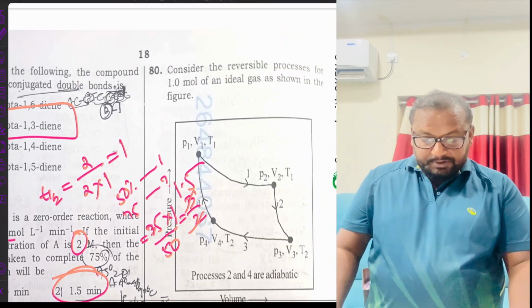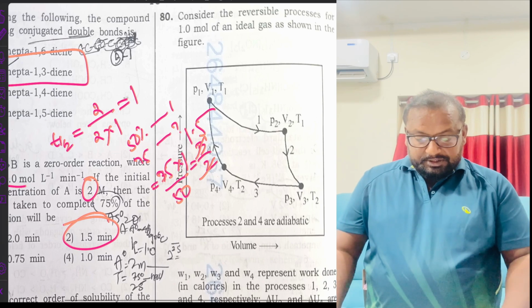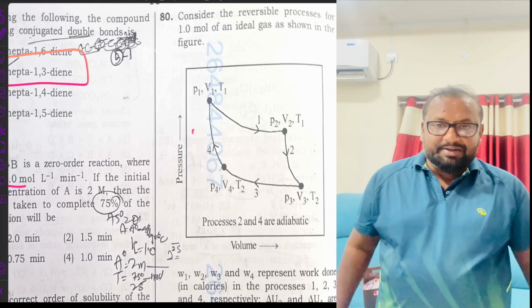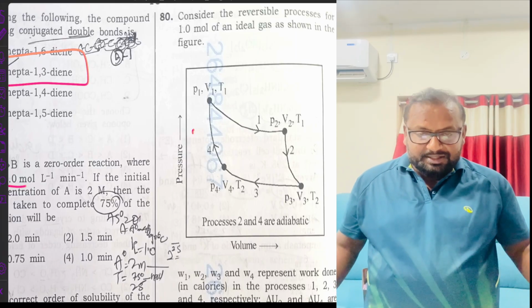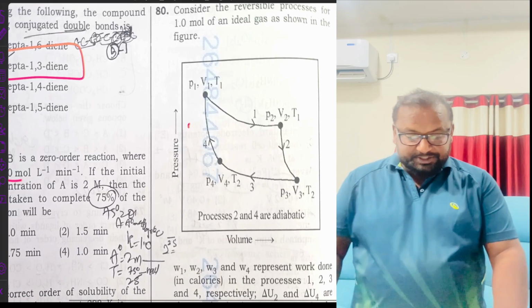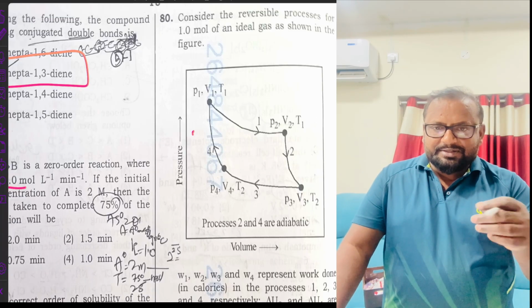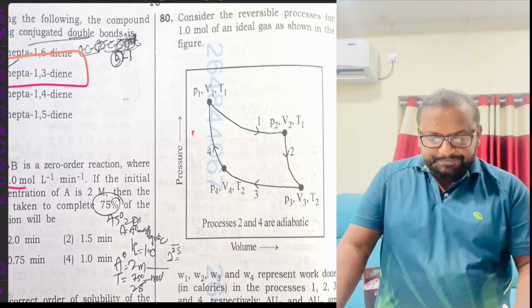Next, 80th question. BiPC students, by looking at this diagram, they run away. But this question is pretty easy. Let us see it. You have to read it: what is given, what is asked. That's it. You can solve it easily.